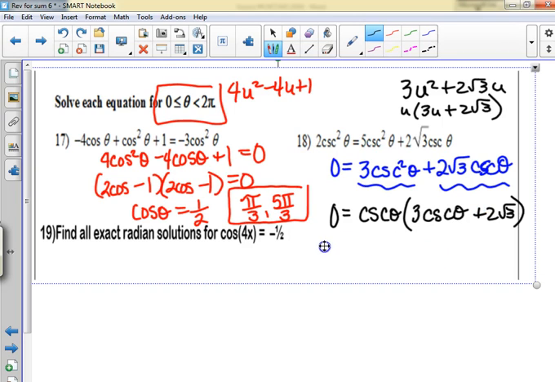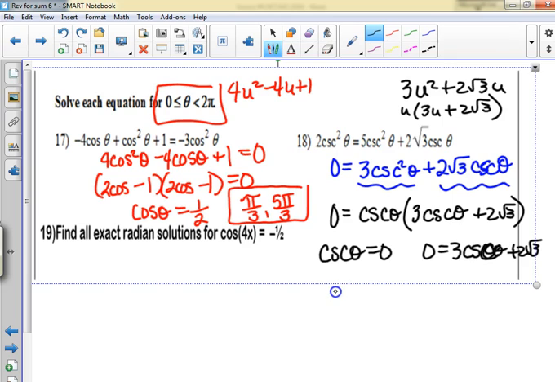Okay, cosecant equals 0, or 0 equals 3 cosecant of theta plus 2 square roots of 3. Okay. What's cosecant? 1 over the sine. Okay. For the cosecant to be 0, 1 over sine would be 0, would be undefined.